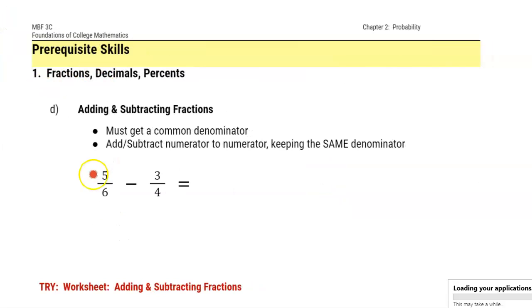Here's an example I'd like for you to try on your own. 5/6 minus 3/4. So again, remember you have to get a common denominator, and then you're going to add and subtract your numerator, but keep the same denominator. I'm going to pause the video and resume when you're ready.